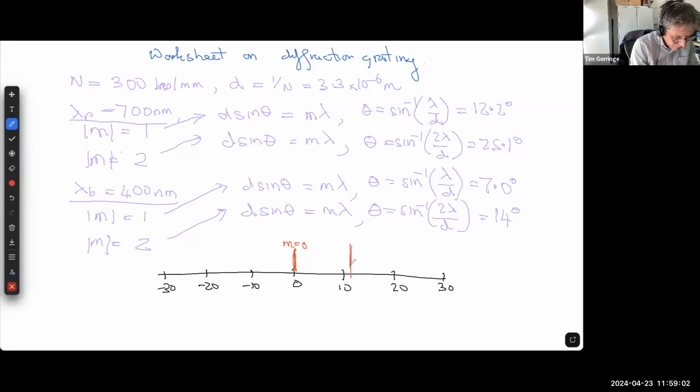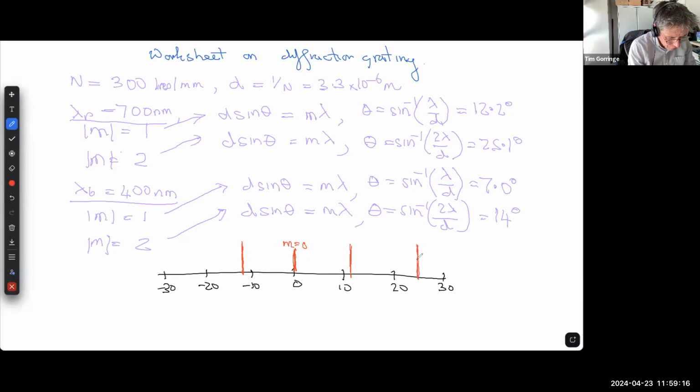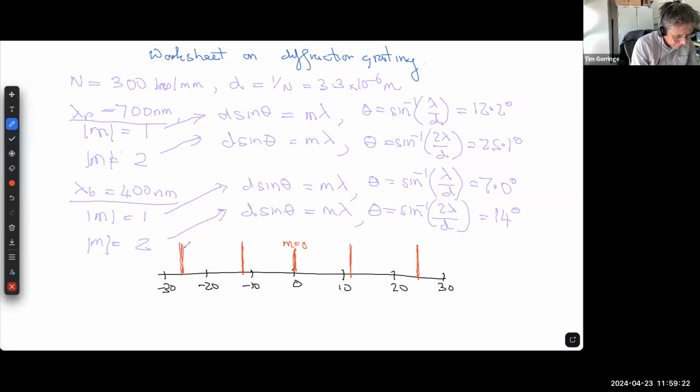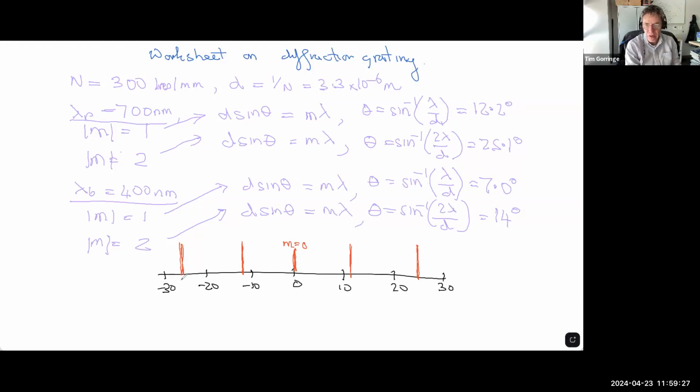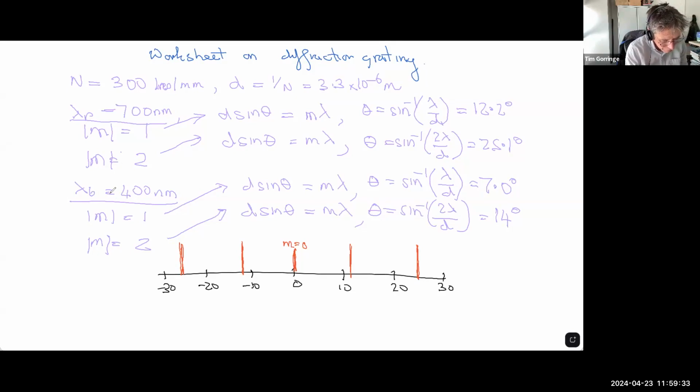Here's the m equals plus 1 at 12 degrees. Here's the m equals minus 1, let's say minus 12 degrees. Here's the m equals plus 2 at about 25 degrees. Here's the m equals minus 2 at about minus 25 degrees. So these are the locations where we'll see bright red light. Now the blue light was 400 nanometers, if you remember. Because of the shorter wavelength, the angles of the bright lines are smaller angles than the red light.